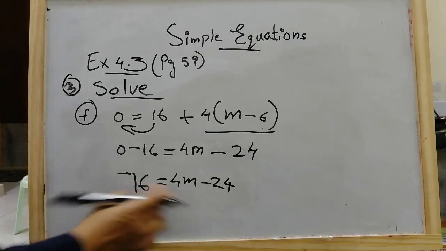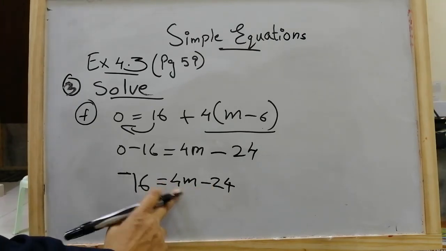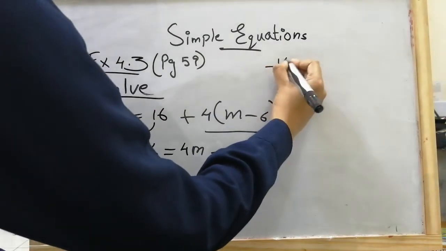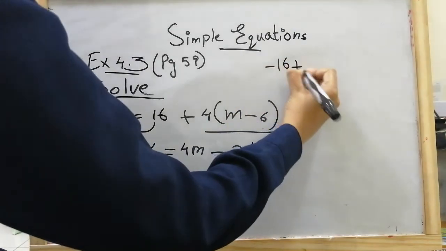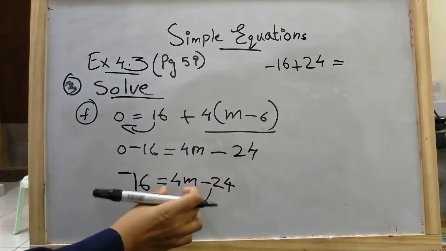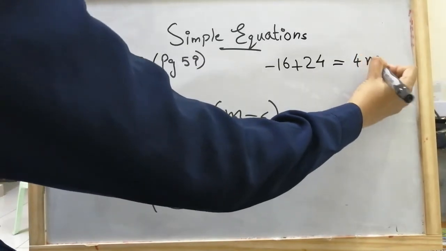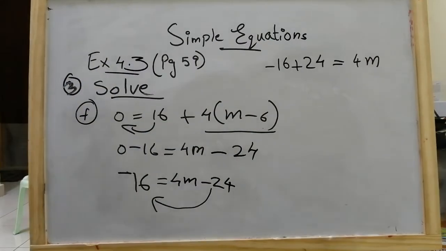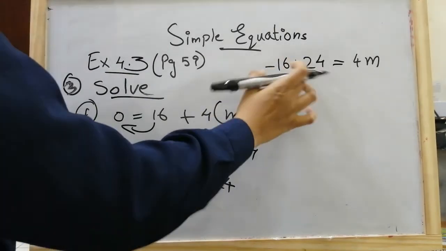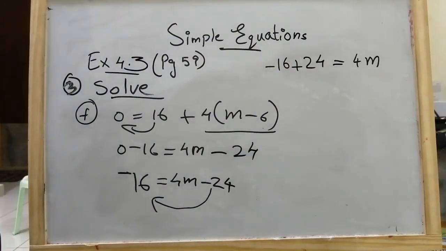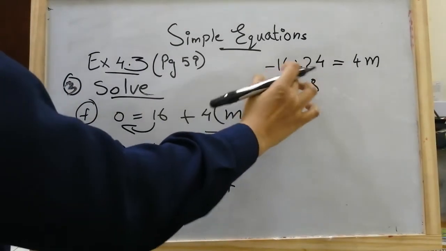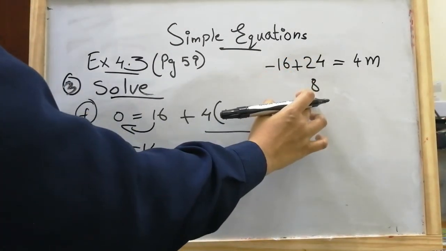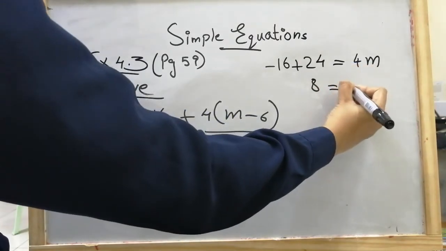Now we will take numbers together and leave the variable as it is. So it will be minus 16. Minus 24, when taken this side, becomes plus 24, is equal to 4m as it is. Now what is minus 16 plus 24? Again we have to look, it is minus and plus, we have to multiply these signs. Minus into plus is minus. So what is 24 minus 16? 8. What is the big number's sign here? 24 is the big number and its sign is positive, so this will be positive, is equal to 4m.